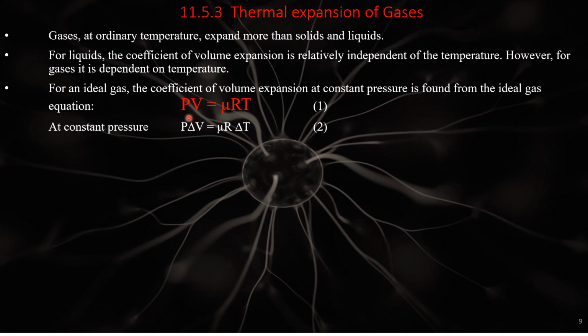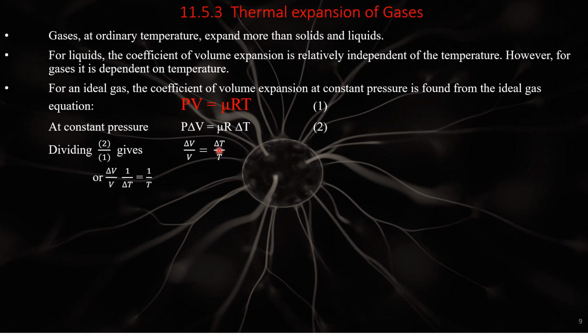At constant pressure, that is P is constant, the equation can be written as P delta V equals mu R delta T, where delta V is the change in volume. That is, for a change delta T in temperature, the volume changes by delta V. Let it be equation 2. So dividing equation 2 by equation 1, we get delta V by V equals delta T by T, as mu R gets cancelled.